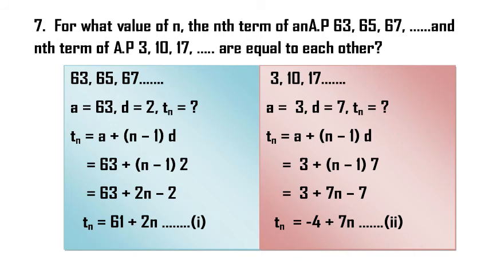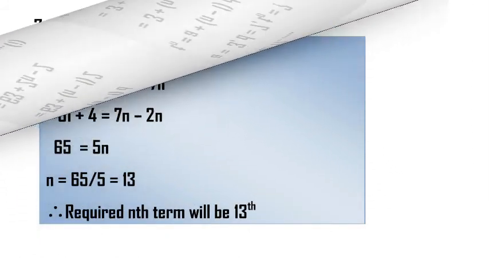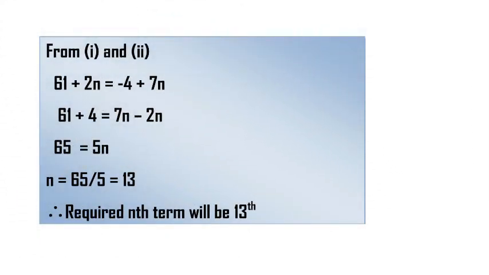Consider the second sequence 3, 10, 17. In this case, the value of A is equal to 3 and D is equal to 7 and Tn has to be calculated. The Tn value will be equal to minus 4 plus 7n. Mark it as result number 2. In the question it is said that for what value of n, the nth term of the given two sequences are equal to each other. So move to the next slide. Equate result number 1 and result number 2. You will get the value of n as 13. So the required n will be 13. You can just cross check. For both the given sequences, if you find out the 13th term, that value will be the same.